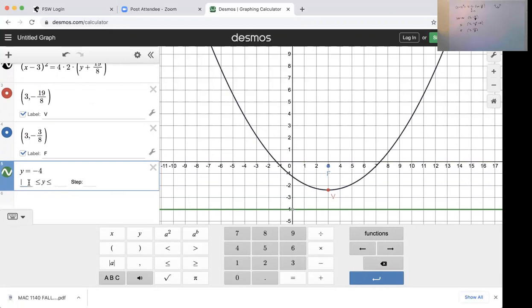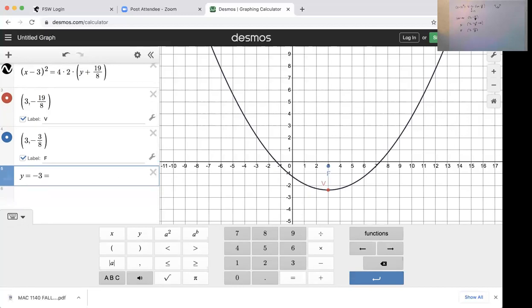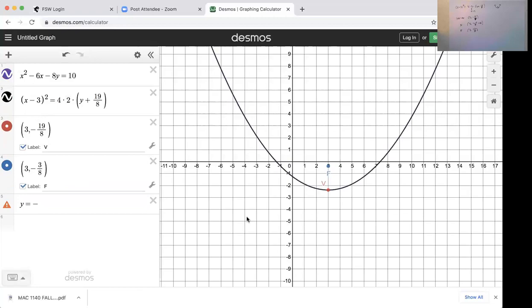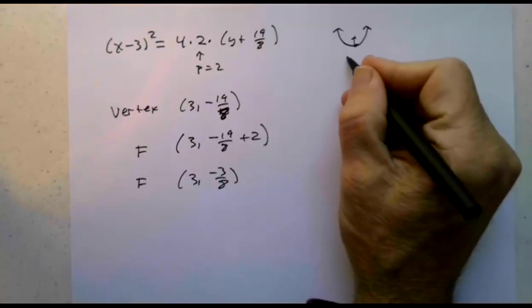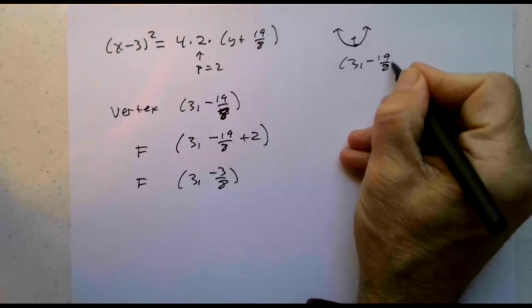I'm moving this thing up and down. That's what I was trying to do. So y equals negative 2 is there, y equals negative 3 is there, y equals negative 4 is there, y equals negative 5 is there. But I want one that is 2 units down. So where is my vertex? My vertex is at (3, negative 19/8).